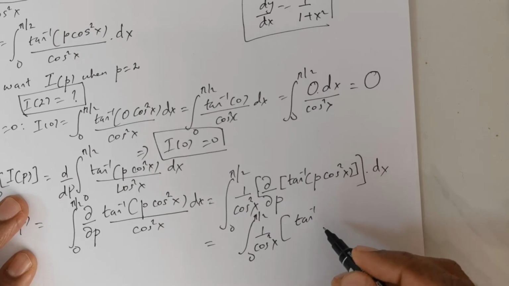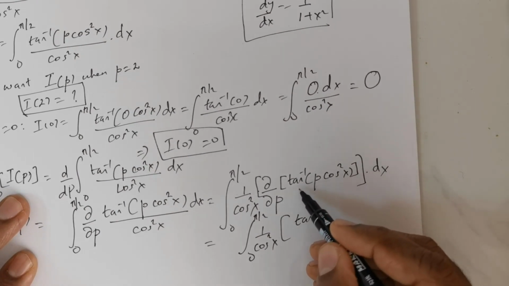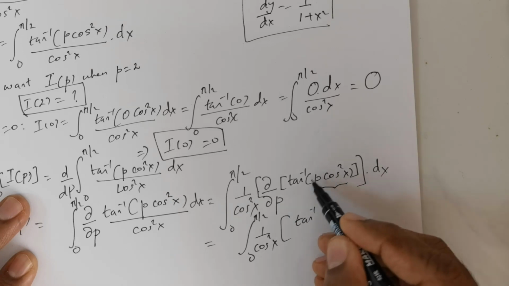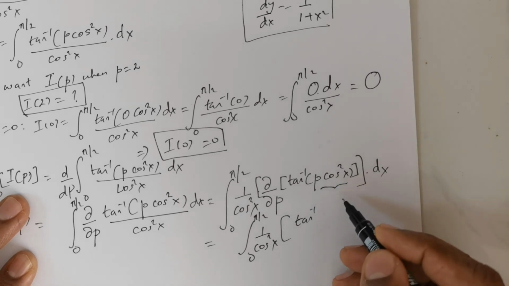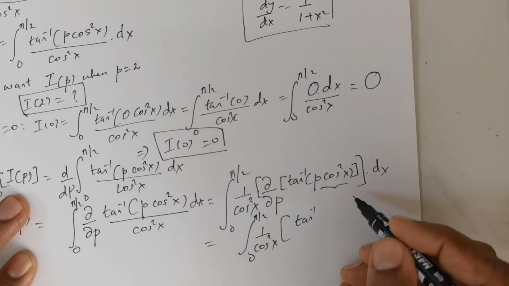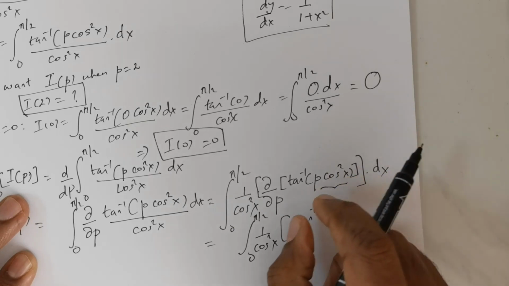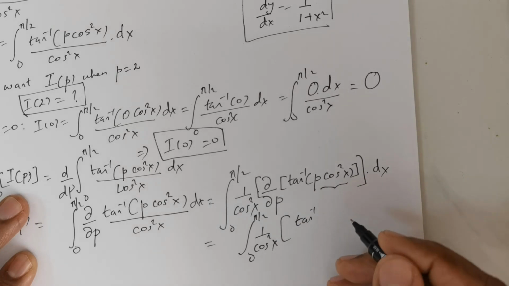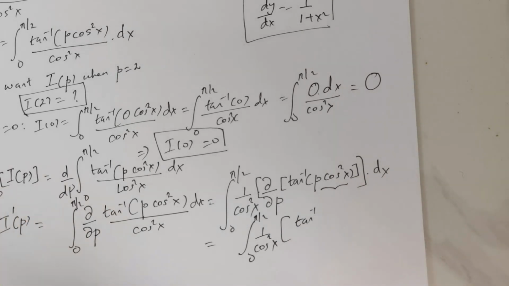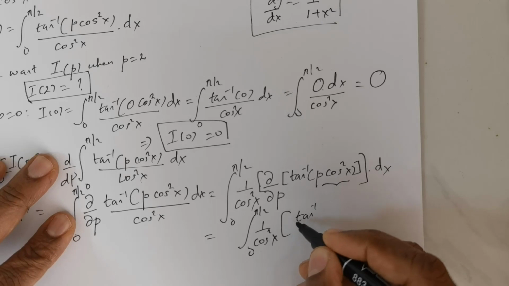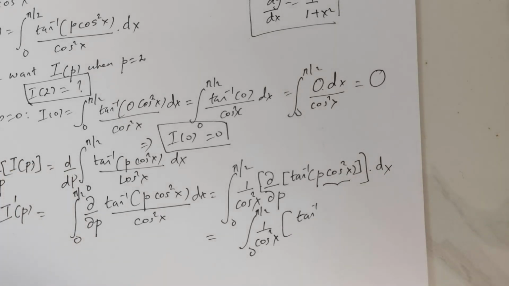But apparently, tan inverse has an argument involving p times cos squared x. So instead of x, we got this entire quantity. That would be the differential that we will have to use. So what I'm going to do is, let me get rid of that. In fact, instead of striking it, I don't want to strike it in between.